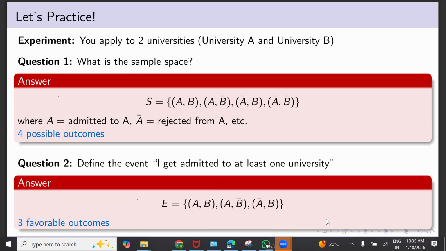At least, na, it is written. So maximum possible cases will be written over here, A and B, na. Either I will be getting admitted to the university A or I will be getting admitted to the university B. So both are 2, A and B bar, 1, A bar B also possible, and both A and B also possible.